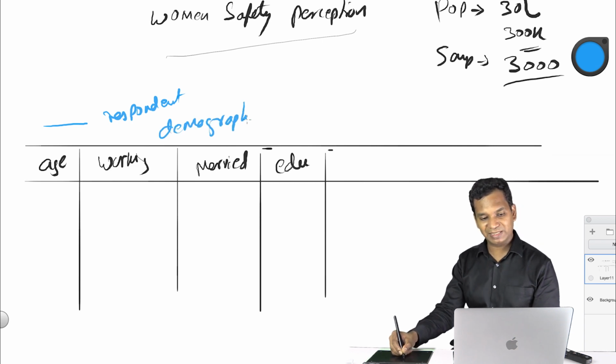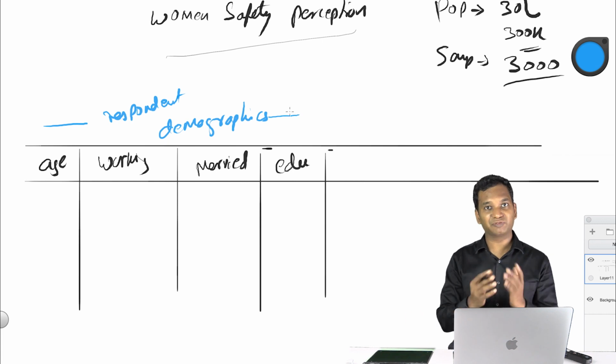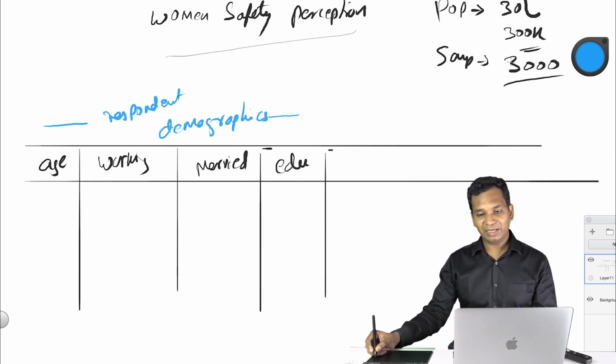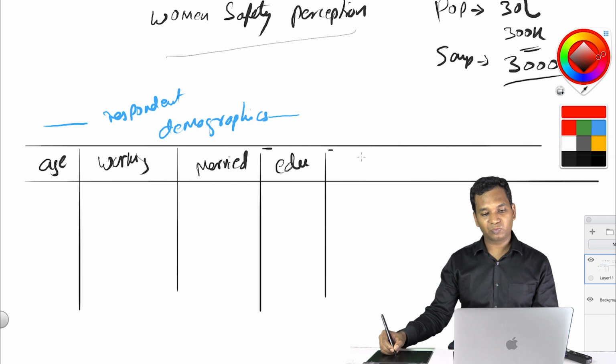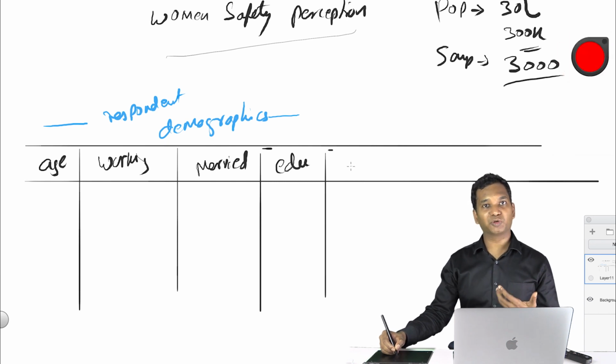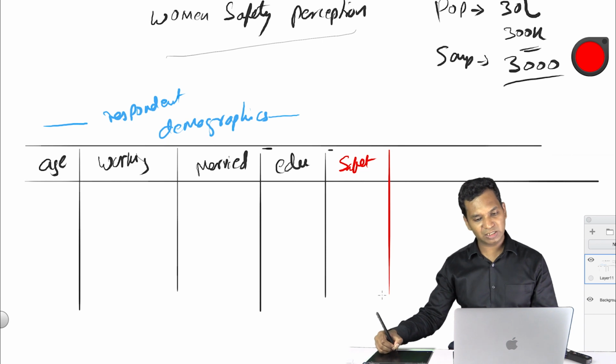So demographics is basically talking about the respondent itself, information about the respondent. And then we go to the variables, which are more related to our survey, like how do you rate the safety perception on a scale of 1 to 10? Safety, how do you rate it? That's a straightforward question. We can ask more questions.